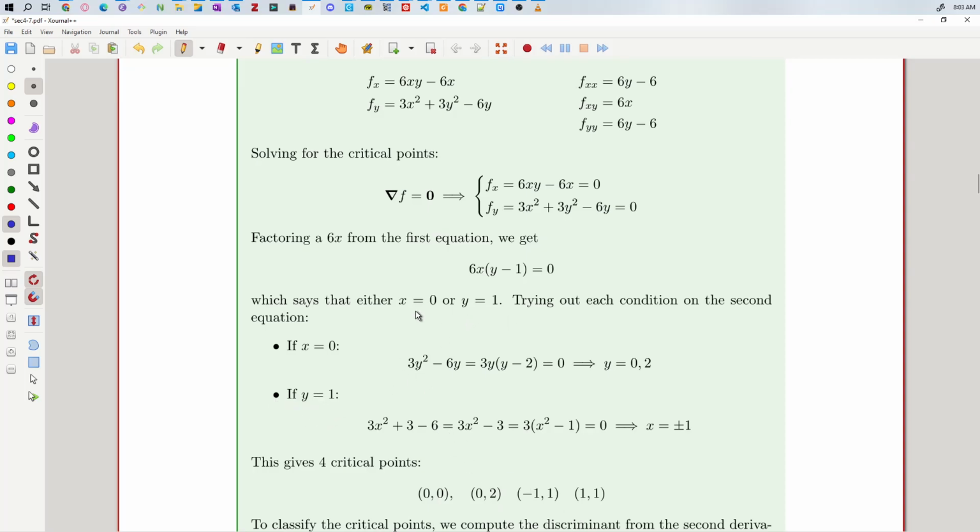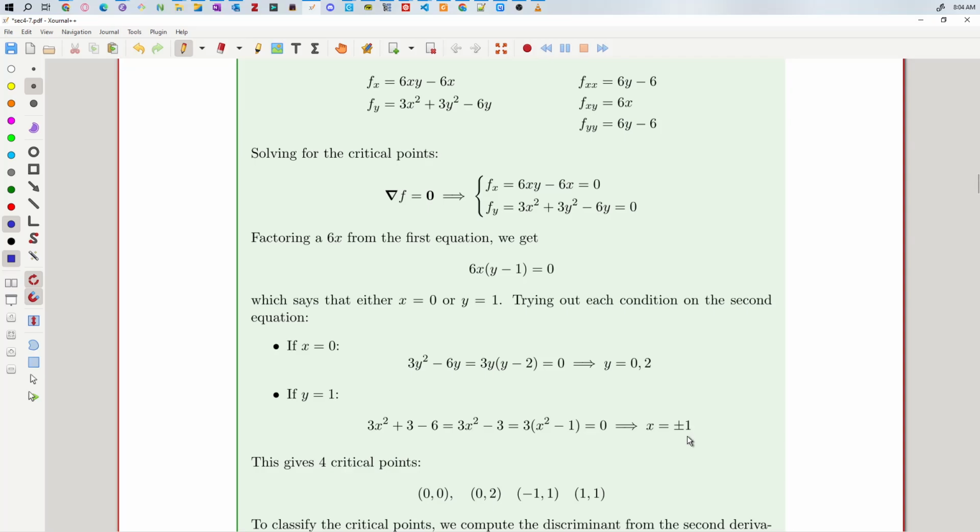And that was the first case, the case x equals 0. Now for the case y equals 1. So we plug that into here, and then we get 3x squared plus 3 minus 6 is equal to 0. I think I wrote that there, yep. And then simplifying and then factoring, we set this equal to 0 and solve. And so that gives me that x is equal to plus or minus 1.